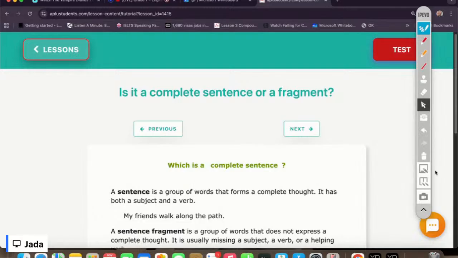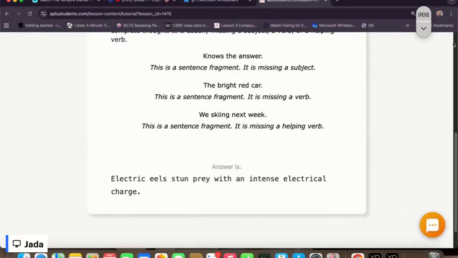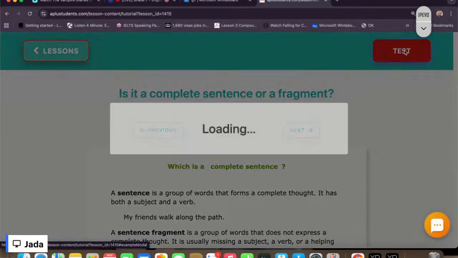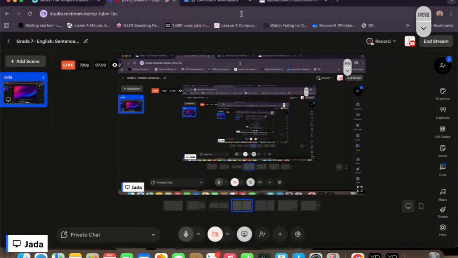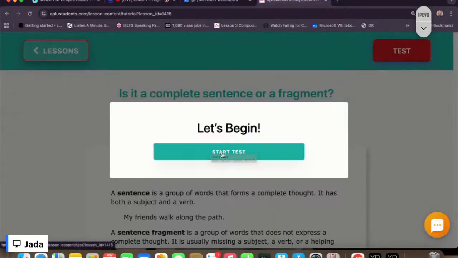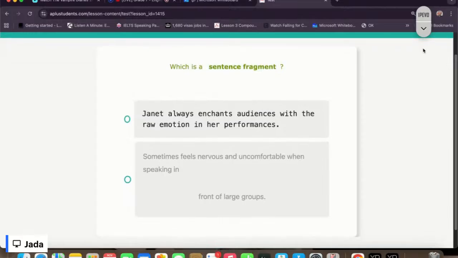Then, which is a complete sentence? We have: electric hailstones pair with an intense electrical charge. All right, so let's go to the test and you can just share your answers with me, if you know them. But please make sure to participate because it's a live class and I can see all your answers. So which is the sentence fragment? Is it the first or the second? I'm waiting for your answers.